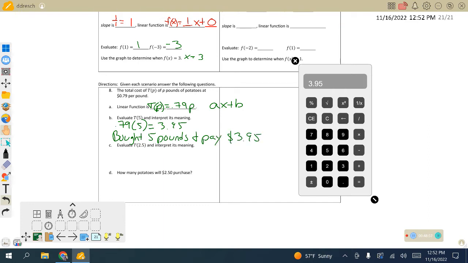$3.95. Five pounds of potatoes cost you almost $4. I don't think that probably accounts for inflation anymore. Okay, how about the next one? What does that 2.5 mean? Now, on the t-shirts, we said 2.5 t-shirts. Does that make sense? Can you have 2.5 pounds of potatoes?